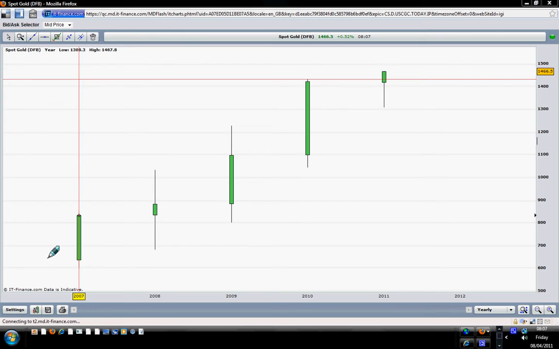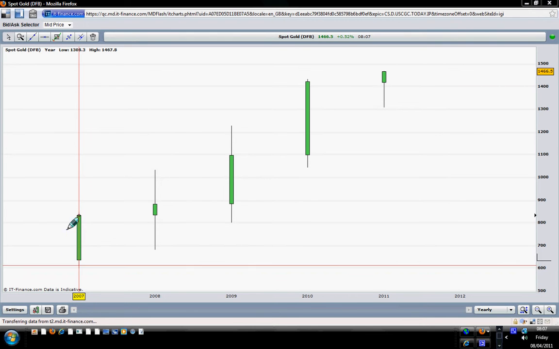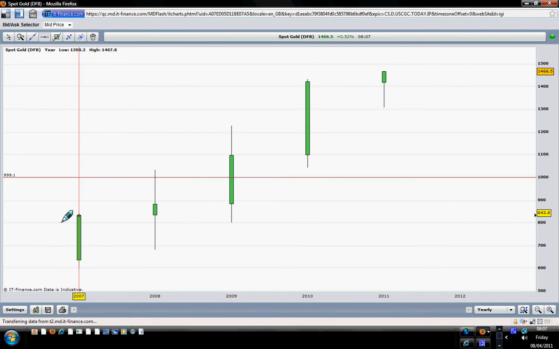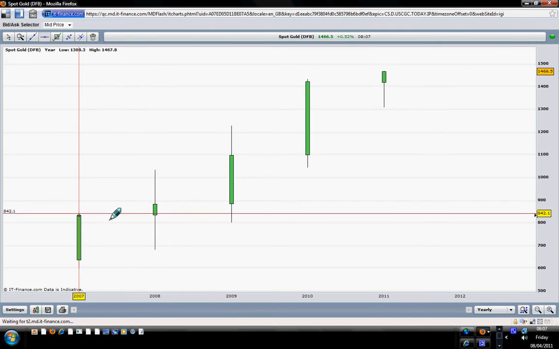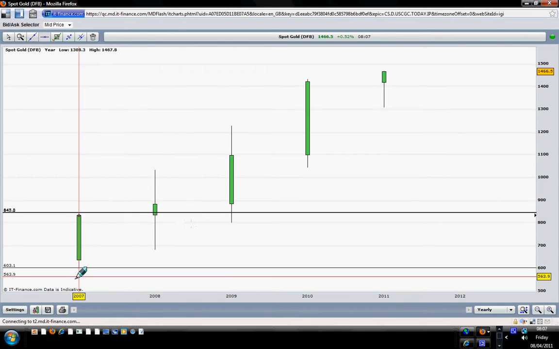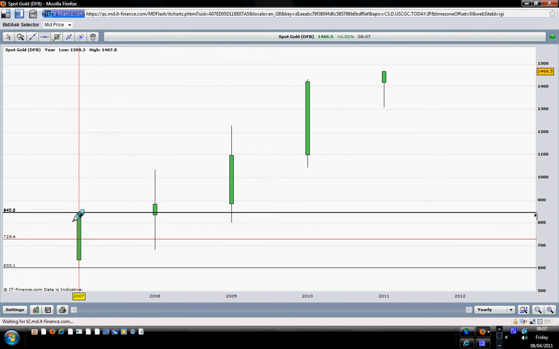We are going to pay attention to the year 2007 candle here, where gold went up. We will draw one horizontal line at the high of this candle. This is the high of the year 2007 for gold, and we draw another line at the low of this candle of 2007. Our attention is on this candle, and we will draw the middle line of this yearly candle also.